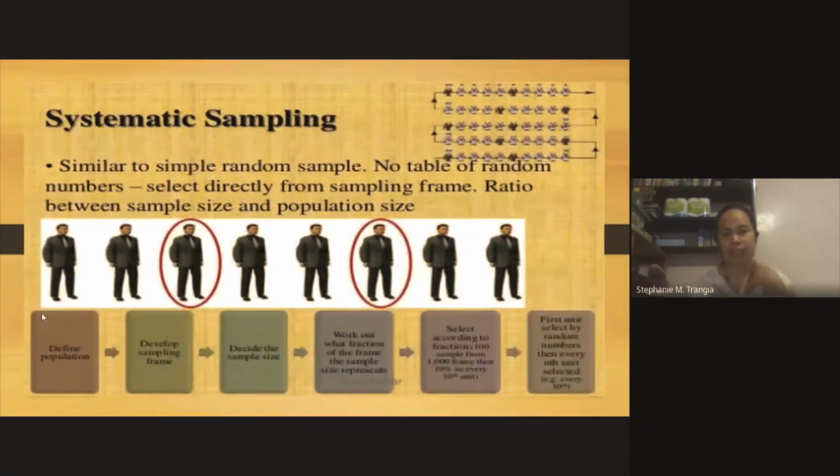Okay, systematic sampling. So this is similar to simple random sampling. No table of random numbers. Select directly from sampling frame. So ratio between sample size and population size. So I cannot explain further kaya kulangan naman tag time, but usually in systematic sampling, the selection process is by jumps. So depende sa imuhang kuan. Ibutan na to, your population size is 12, your sample size is 4. Dayon, n divided by 12 divided by 4, that is equal to 3.